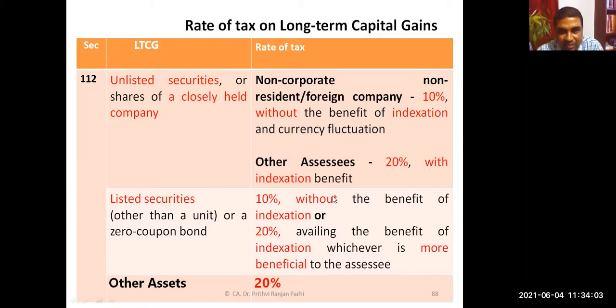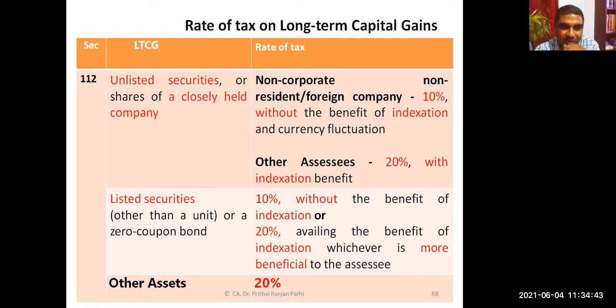And for listed securities, 10% without indexation, or 20% availing the benefit of indexation, whichever is more beneficial to the assessee. So the assessee has to exercise his choice. You may pay 10%, but you will not do any indexation, or 20% with indexation. In indexation, what will happen? Cost of acquisition and cost of improvement will increase. It will go up. So the assessee has to compute 10% without indexation, or 20% with indexation, which is beneficial. Accordingly, he will choose whichever is more beneficial to the assessee.